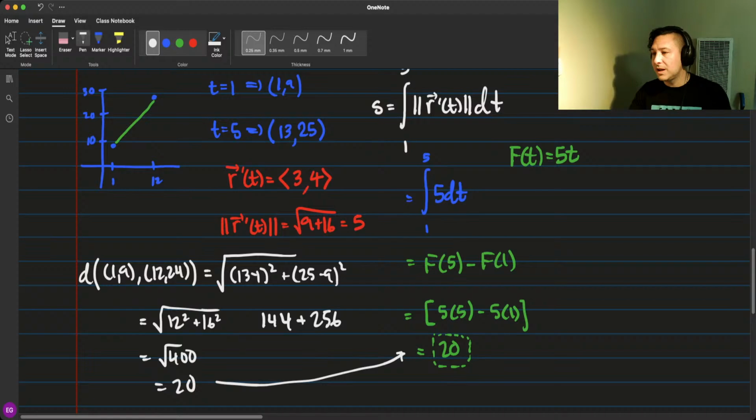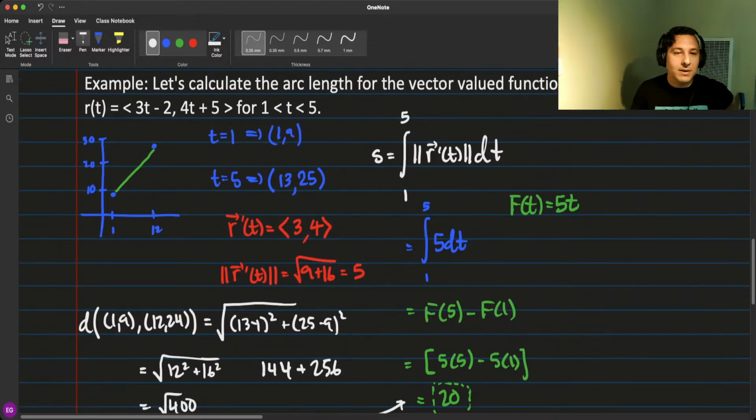Okay, so what I was doing there was showing, look, we knew that this was a line segment. We know how to calculate the length of a line segment. I was able to show that this vector formula for arc length gives you the same answer. Okay, and it always works.